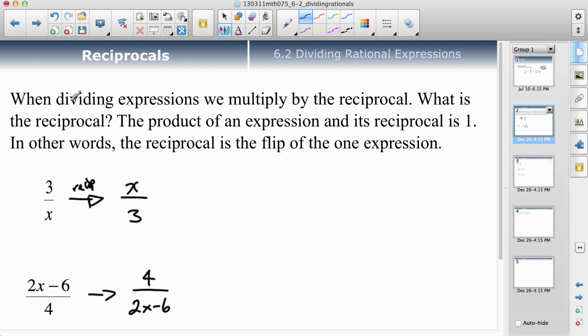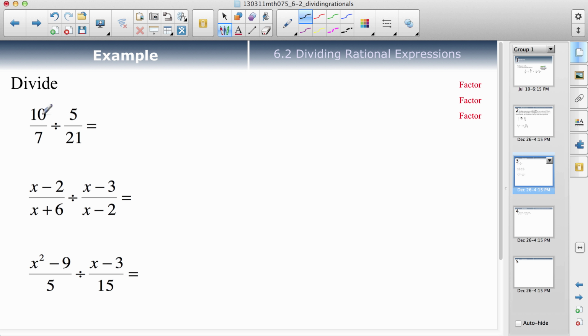So those are the reciprocals. The point is that when you're dividing expressions, you change the division to a multiply, and you flip the second fraction. So, for example, if I'm wanting to divide these, I'm going to go 10 over 7, leave that one alone, change the divide to times, find the reciprocal of this, so 21 over 5. Then I'm going to factor each of these. So 10 is the same as 5 times 2 over 7 times, and 21 is the same thing as 7 times 3 over 5.